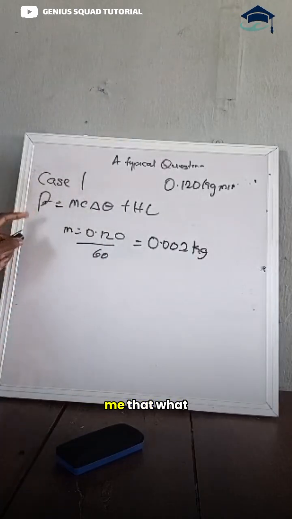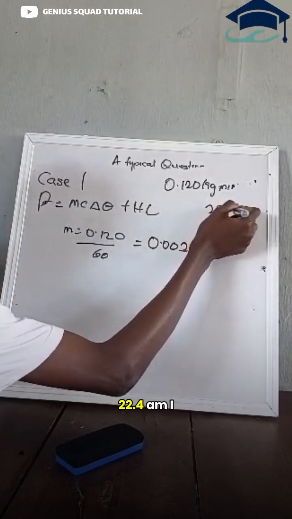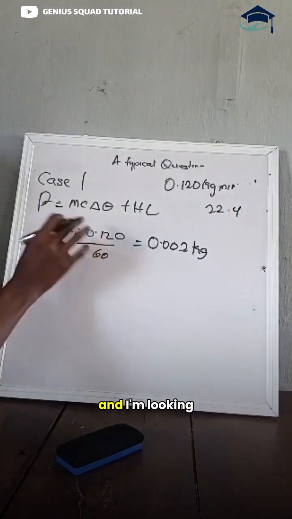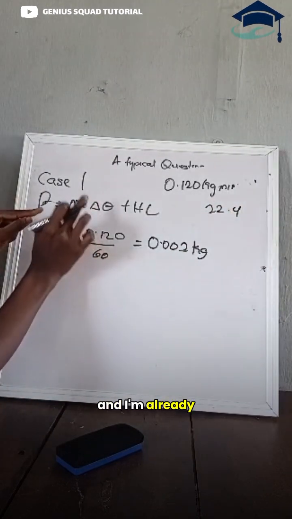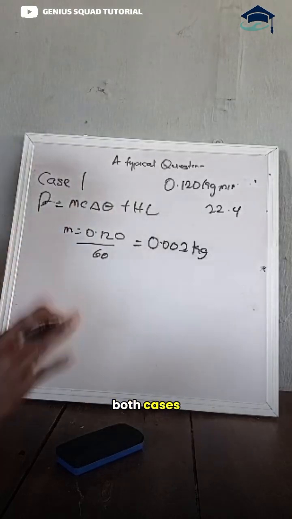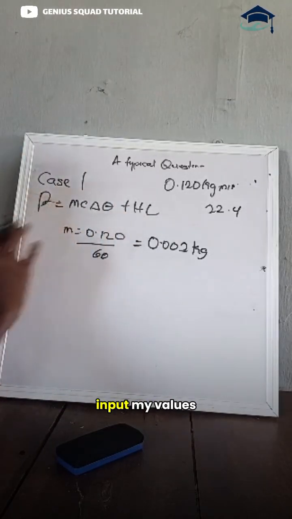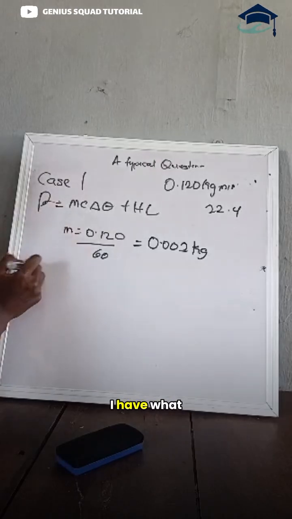I've already converted my power. So the first power is 22.4. And I'm looking for my C. I'm already told that the inflow and outflow temperatures remain unchanged for both cases. And I'm looking for my HL. So let me just input my values.